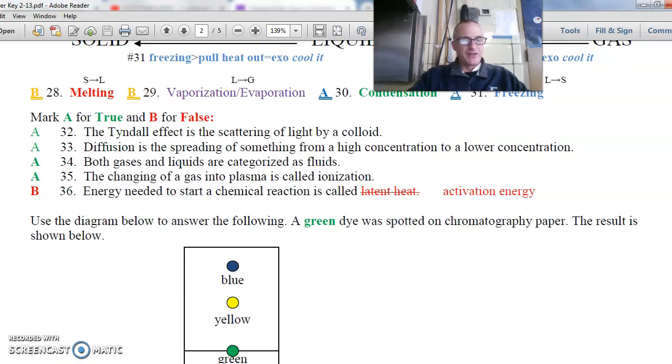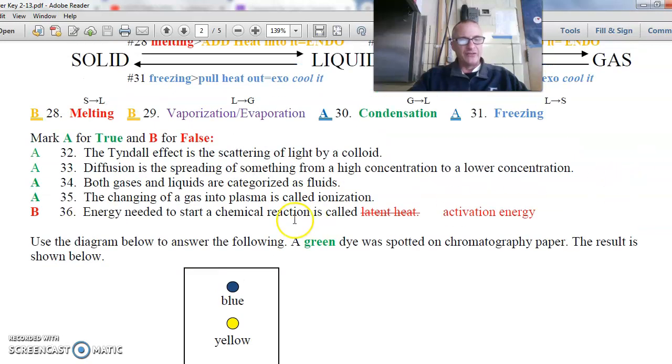Let's take a look at 32 to 36. Again, these are definitions, a lot of these things, but these are a little bit more concept type definitions. The Tyndall effect is that scattering of light by a colloid. A colloid has those tiny little particles flying around.